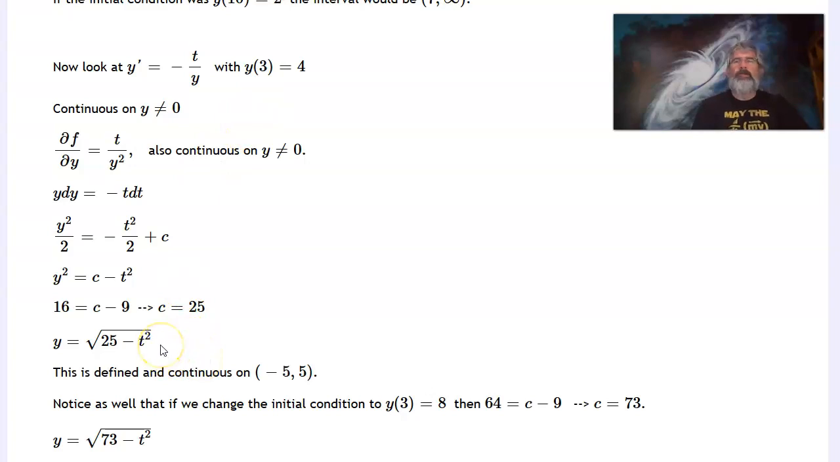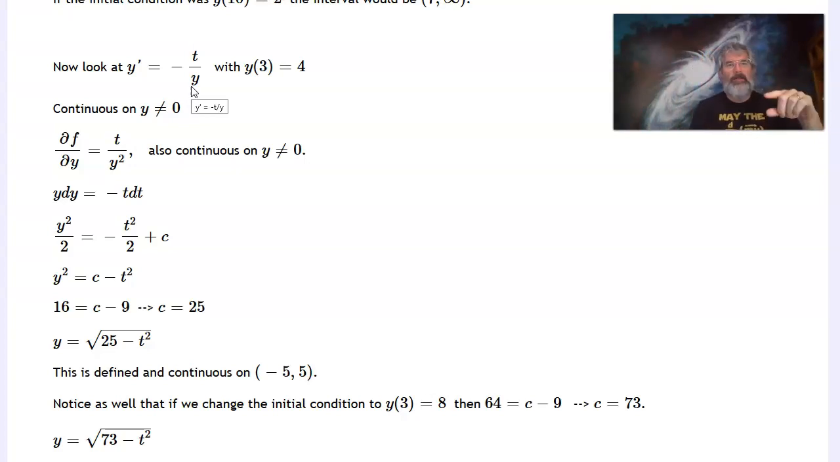Notice that this solution is defined and continuous only from minus 5 to 5. The top half of the circle, the function doesn't even exist out here, but between minus 5 and 5, you've got this function. It passes through the point we want at 3, positive 4, sorry, 3 positive 4. And it's continuous there. So even though the rectangle that I was looking at to start with was good for t's from minus infinity to infinity, my solution wasn't continuous from minus infinity to infinity. It was only continuous from minus 5 to 5.